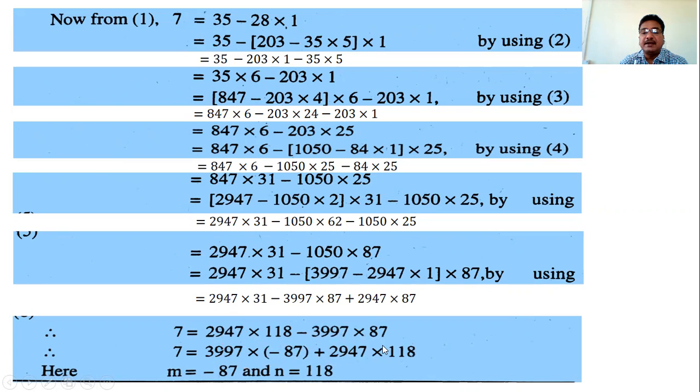And therefore m is minus 87 and n is 118. If we check this calculation by using calculator, then what do we have? 3997 into minus 87 plus 2947 into 118. If we check this calculation, then we have the answer 7, this LHS, and therefore m and n are these numbers. So successively use equations 1, 2, 3, 4, 5, 6.